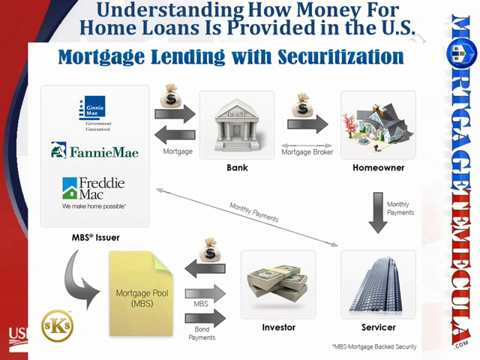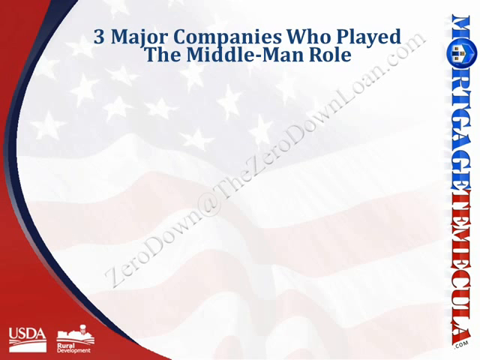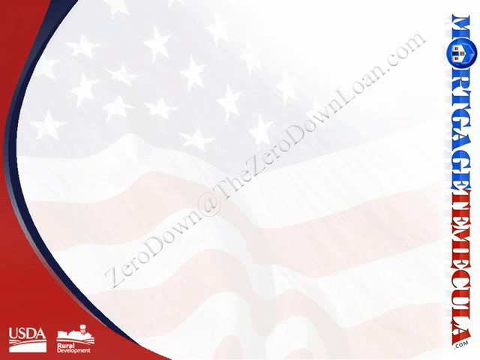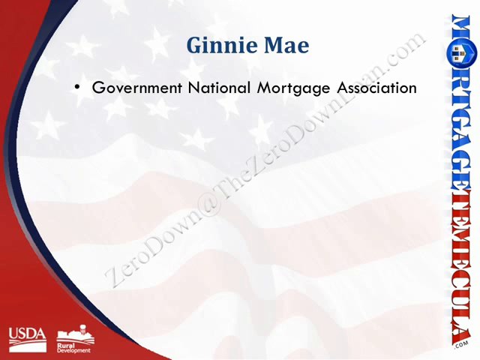Now, in the U.S., historically, there have been three major companies that played that middleman role, or they backed private companies that played the role: Fannie Mae, Freddie Mac, and Ginnie Mae. Now, let's talk about the last one first, Ginnie Mae. Ginnie Mae stands for Government National Mortgage Association. It's actually a government agency within HUD.